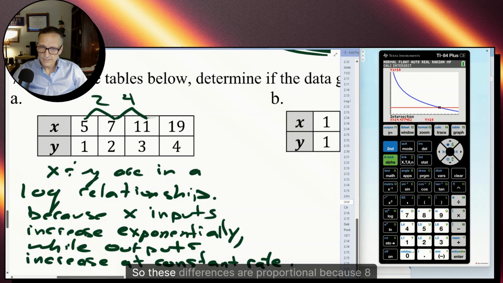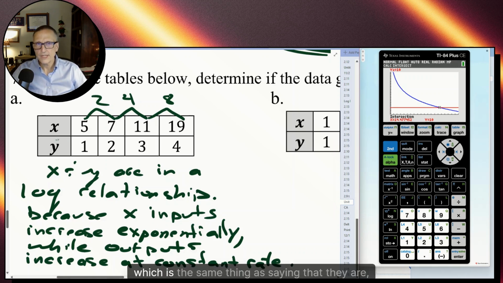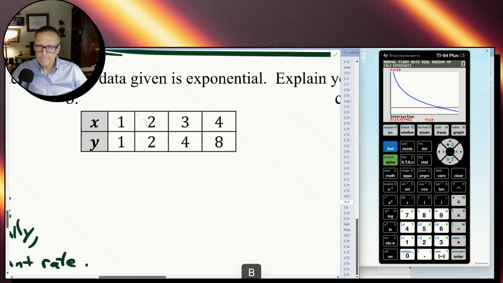These differences are proportional because 8 divided by 4 is 2, and 4 divided by 2 is 2. They are proportional. So I don't want to say the inputs are proportional. I could say that their differences are proportional, which is the same thing as saying that they are going up exponentially. Let's look at B.